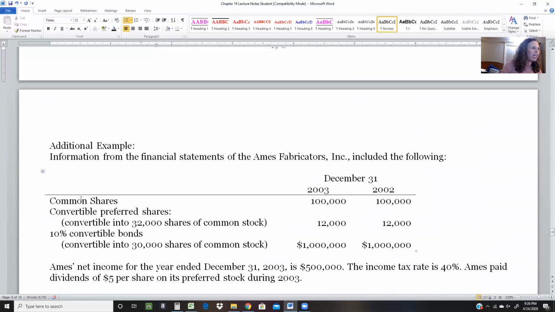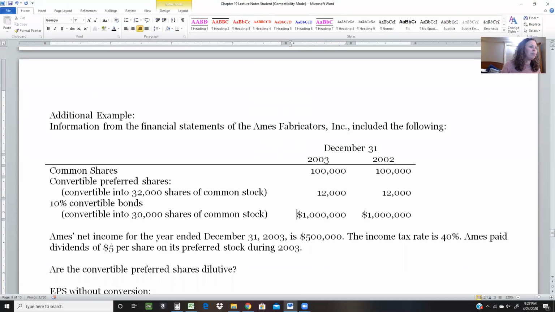And so what we've got here is common shares each year, convertible preferred shares. They're convertible into 32,000 shares of common stock and some 10% convertible bonds. It's $1 million, so that means the interest is 100,000, convertible into 30,000 shares of common stock. Net income 500,000. I'm guessing that's already net of tax. The tax rate is 40%. I'm just going to assume because I don't really know. And then Ames paid a 5% per share dividend on the preferred stock. So the 40% is the tax rate, but I'm assuming that this 500,000 is already net of taxes.